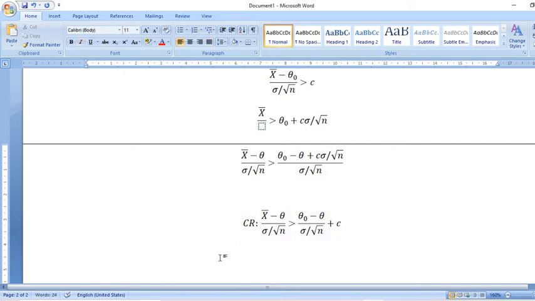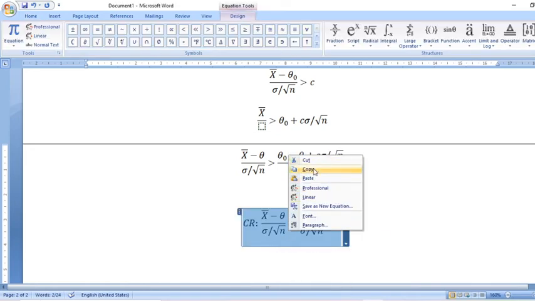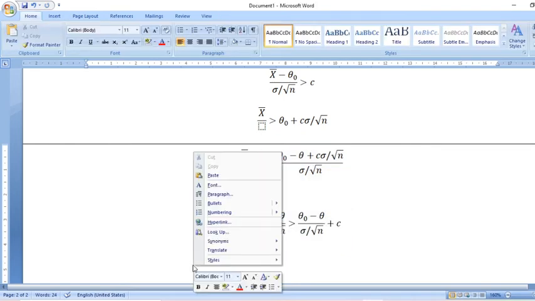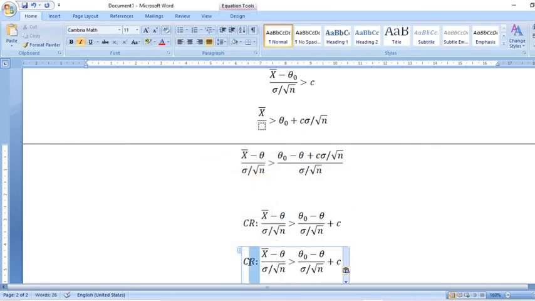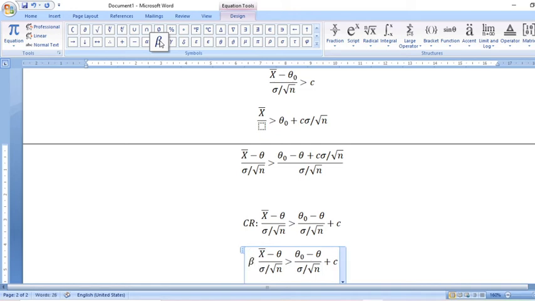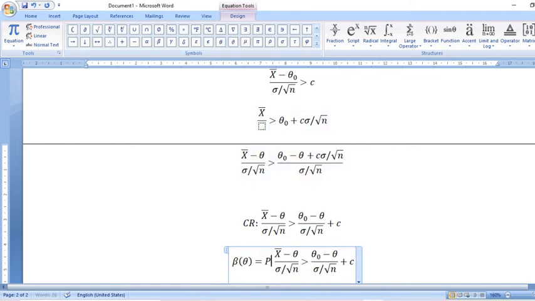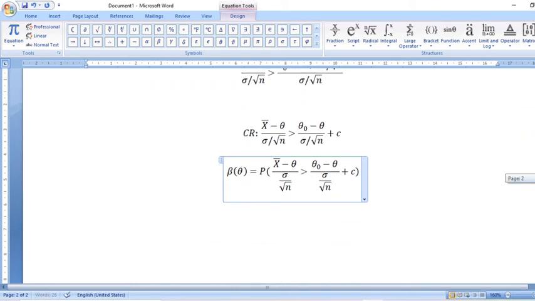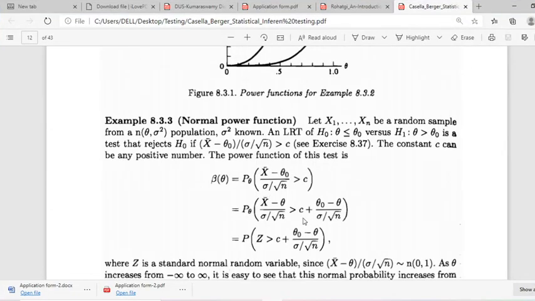Now what is the power function? You know, power function is nothing but the probability of the critical region under the alternative hypothesis. Under the null hypothesis it will become the probability of type 1 error. So we can denote it as beta, the power function. So it is obtained here.